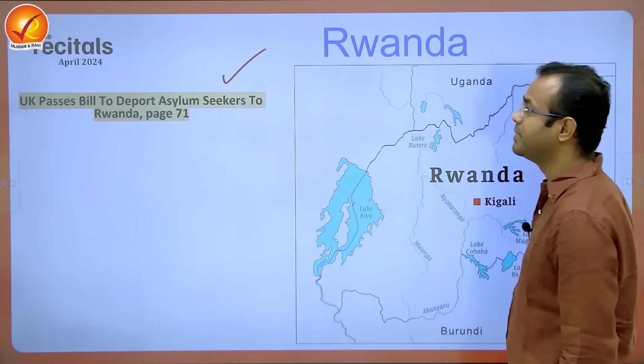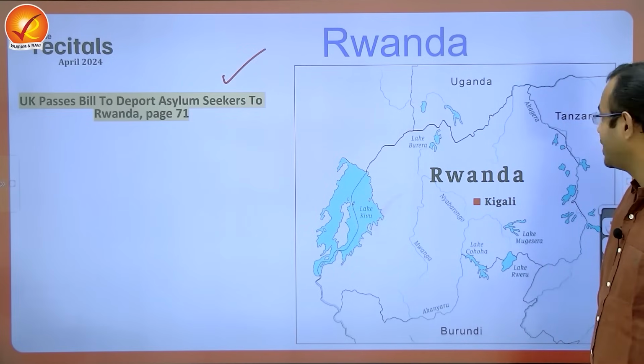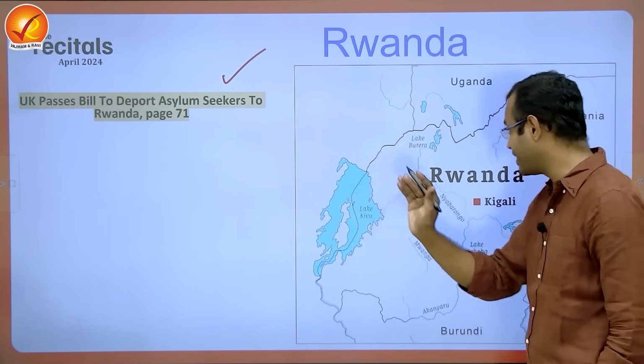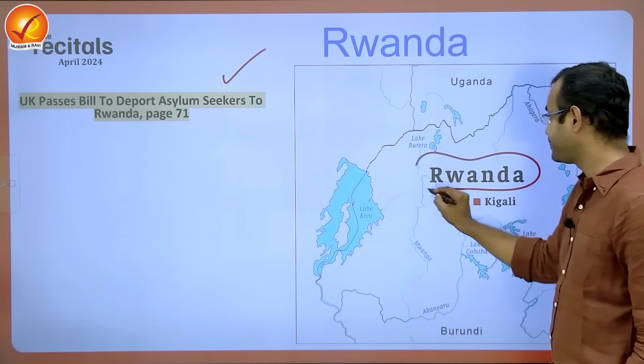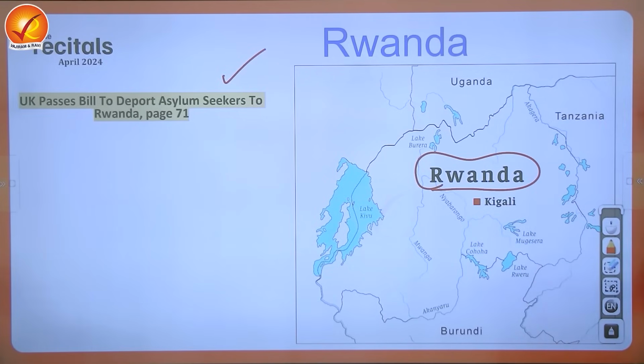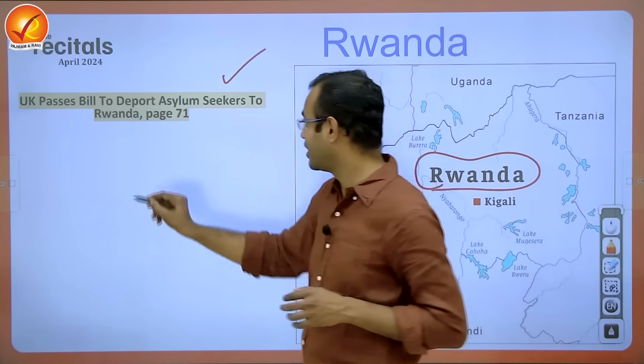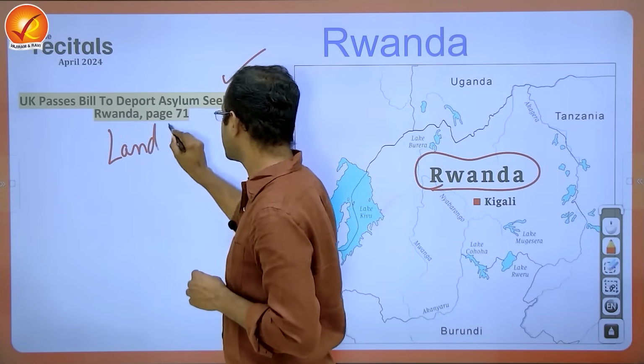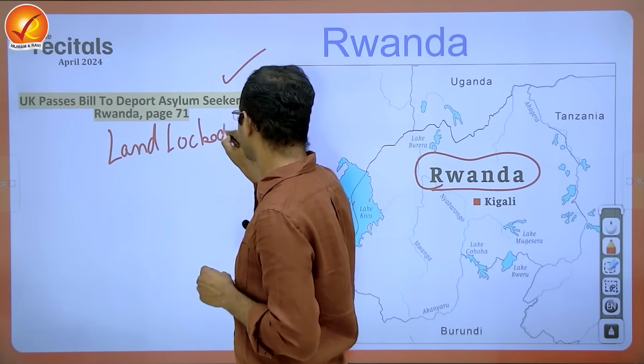Moving further, on page number 71, you will be able to see the discussion on the UK: United Kingdom passes a bill to deport asylum seekers to Rwanda. We will discuss only Rwanda. The most important feature with respect to it is that Rwanda is a landlocked country.